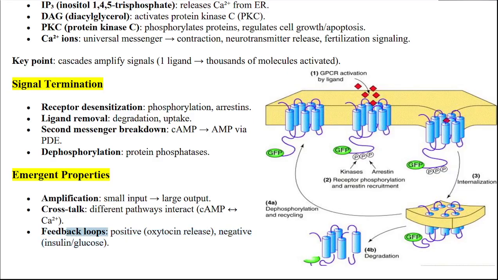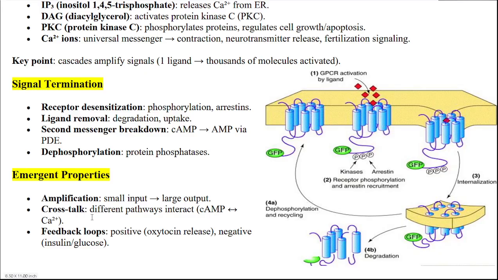Positive feedback is less common, but important for rapid all or none responses. Oxytocin release during childbirth is a classic example. Contraction triggers more oxytocin, which triggers stronger contractions. Or the rapid opening of voltage-gated sodium channels during an action potential: depolarization opens channels, which causes more depolarization. It drives a process to completion quickly.